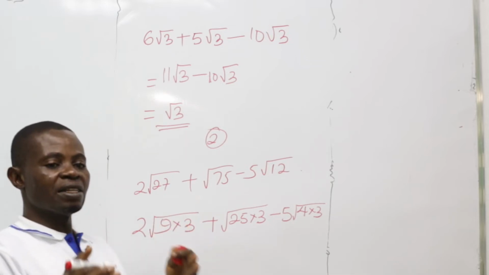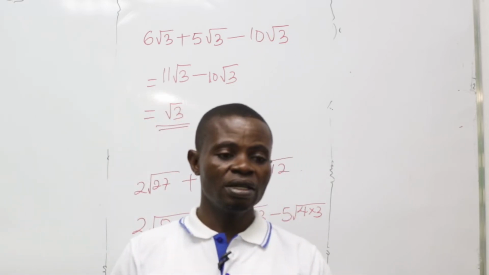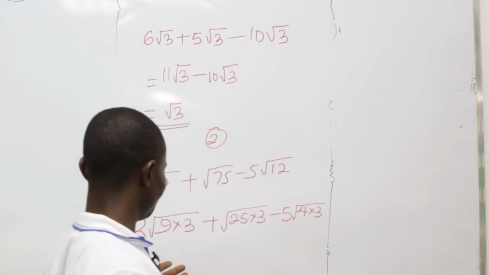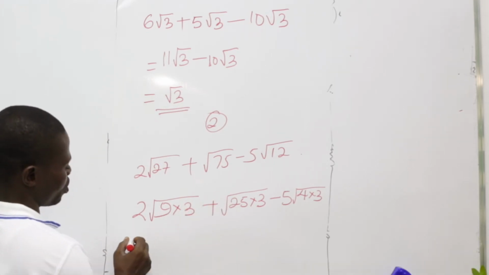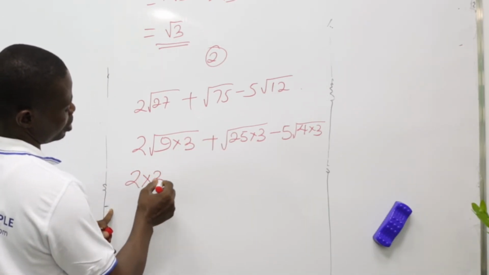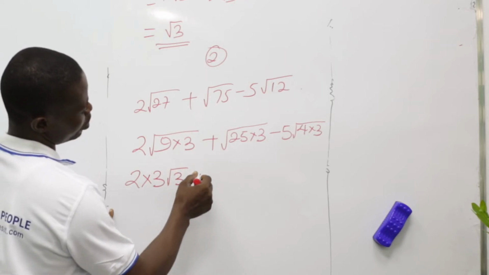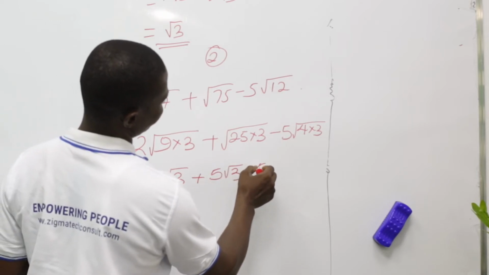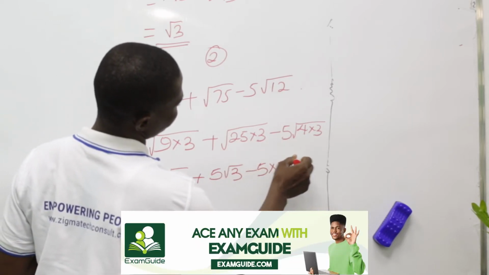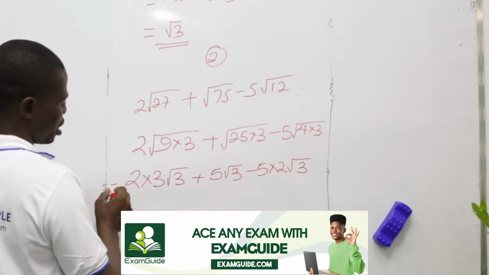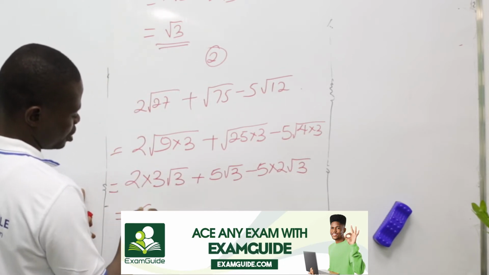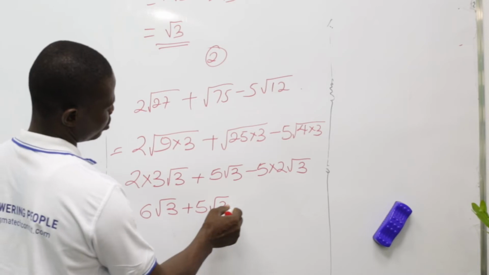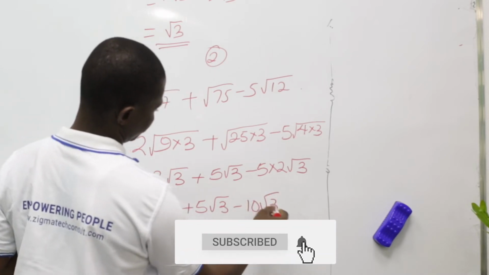You must break it down in such a way that you figure out a perfect square from what you are doing. So, square root of 9 is what? 3, meaning 2 times 3, then root 3. Plus square root of 25 is 5, then root 3. Minus 5 times square root of 4, which is 2, then root 3. The next step now gives us 6 root 3 plus 5 root 3 minus 10 root 3.